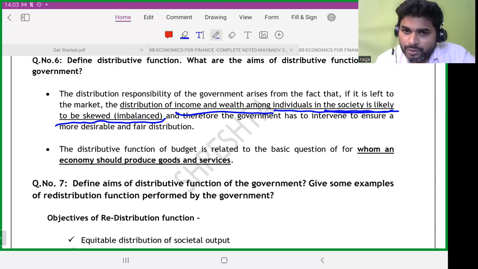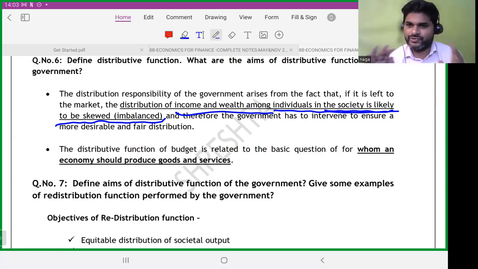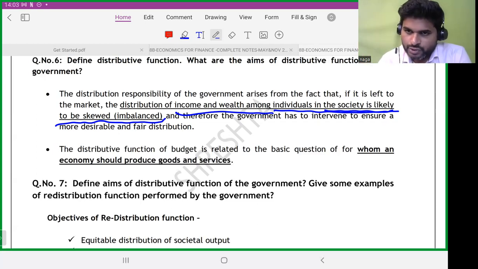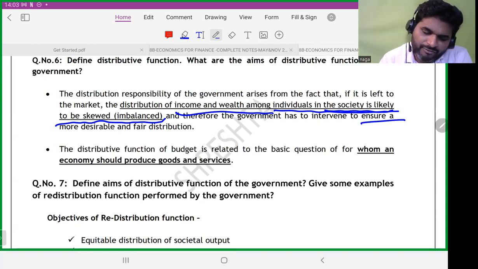The poor people will not be able to afford to go to hospital and get treated, unless the government gives them various schemes and insurance. If the wealth and income distribution is not properly done, and I'm not saying it must be equal, it needs to be balanced. If that needs to be done, the government should do it. So the government has to intervene to ensure a more desirable and fair distribution.